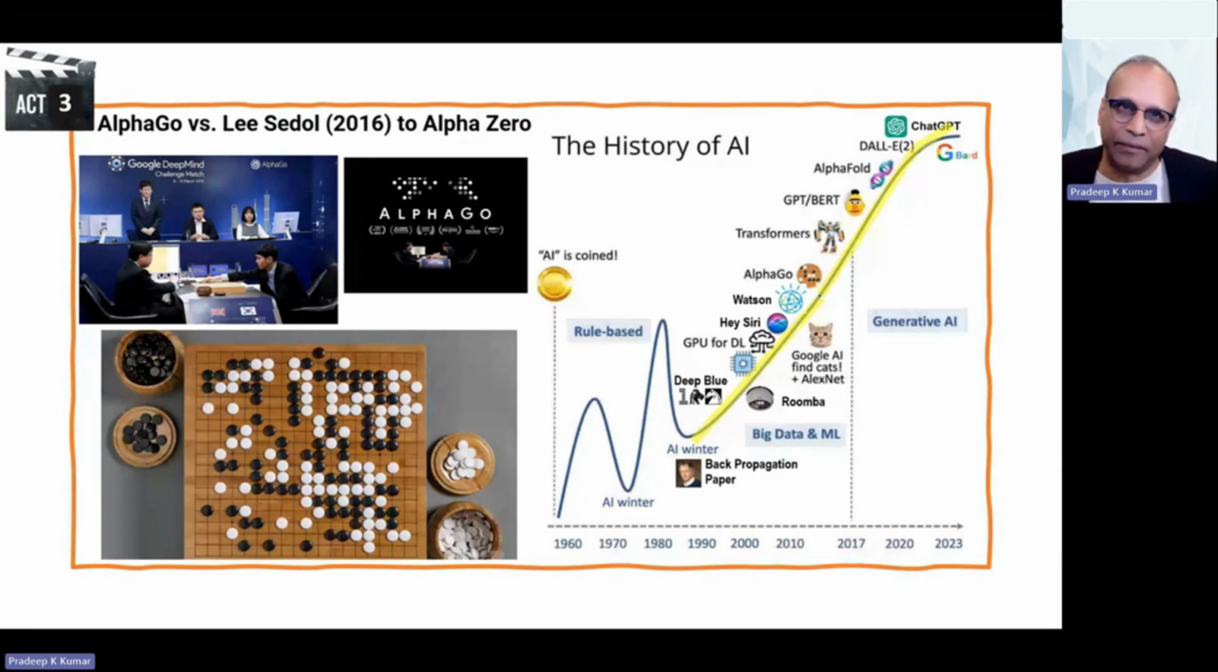But by 2017, they came out with AlphaZero, and AlphaZero doesn't require any training at all. You give it any game, it will figure out how to play the game, and AlphaZero has beaten AlphaGo.